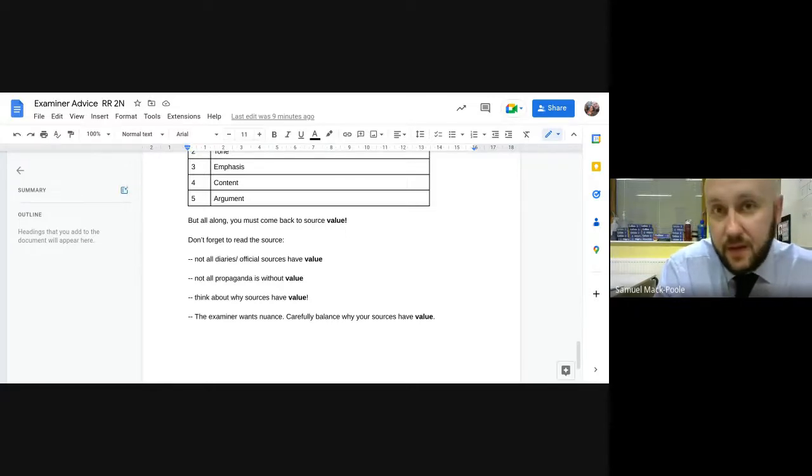Now, remember, this is not an essay. You don't need an introduction. You don't need a conclusion. You need to write a similar amount for each source that you analyze and come to a mini conclusion at the end for each source. But don't come to an overall conclusion for all sources. As I said, it's not an essay. It's an analysis of source value.